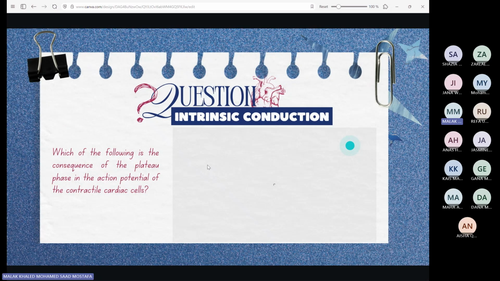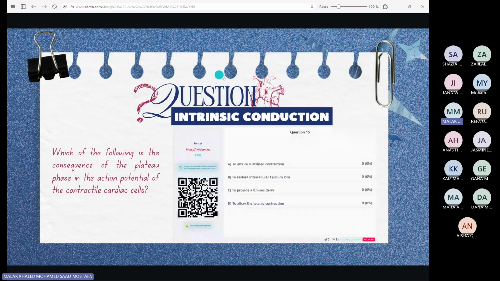That should be simple. So we have another question. Which of the following is the consequence of the plateau phase in the action potential of contractile muscle cells? We haven't covered that yet, but let's see if you have any idea about it. The options are to ensure sustained contraction, to restore intracellular calcium ions, to provide the 1 second delay, or to allow the tetanic contraction. Okay, the first one is clearly the correct answer, because I just said so.